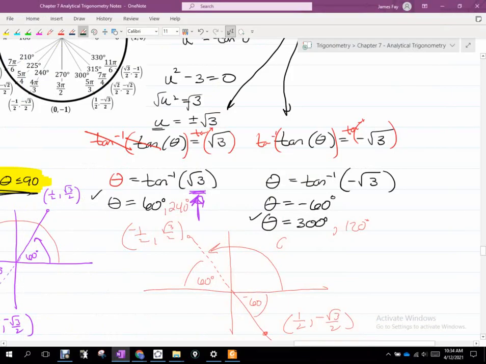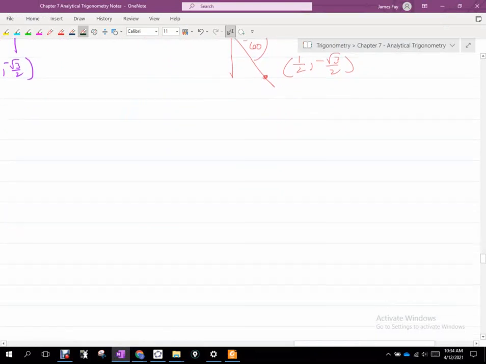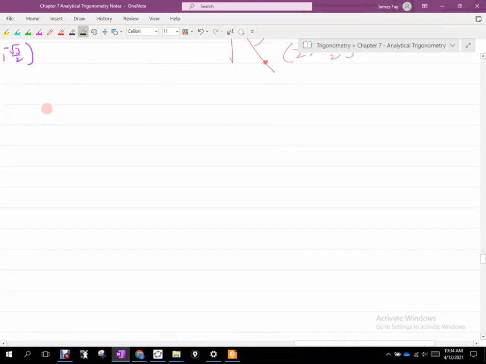Okay. So we've got, on the interval 0 to 360, we found solutions for theta to be 60, 300, 240, and 120, correct? Okay.